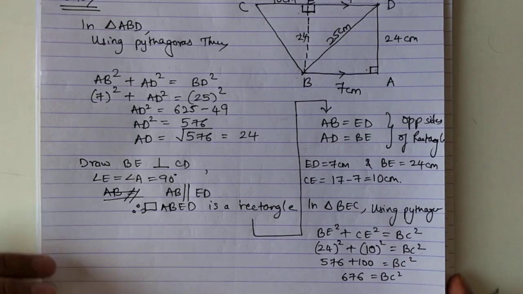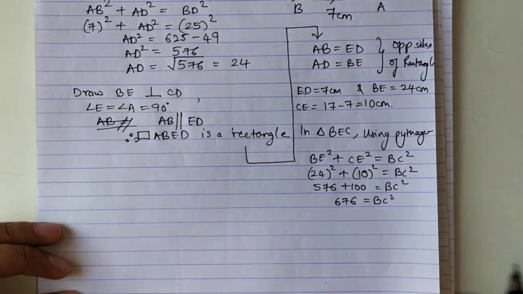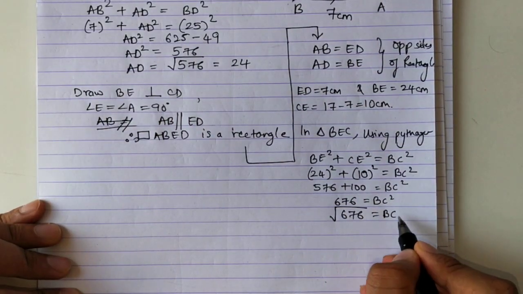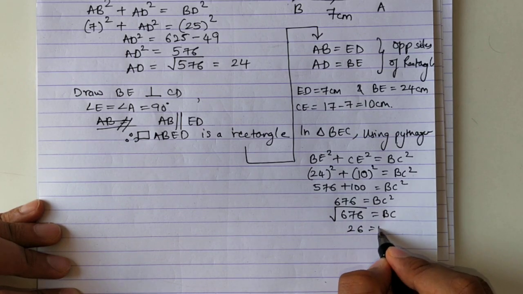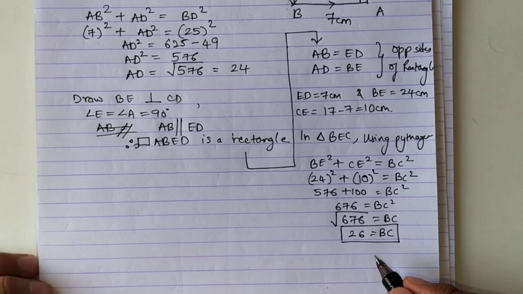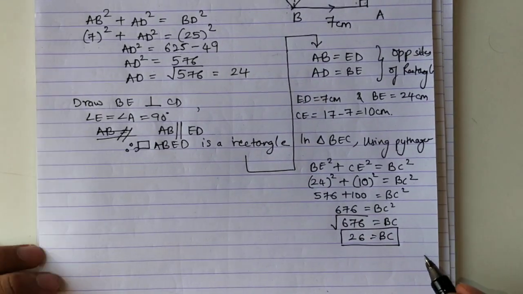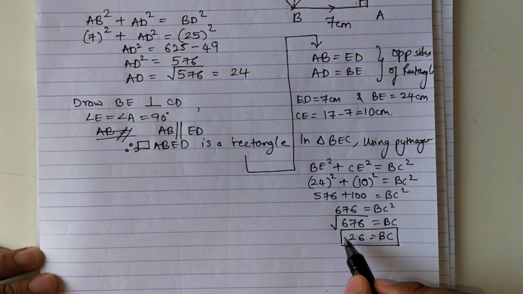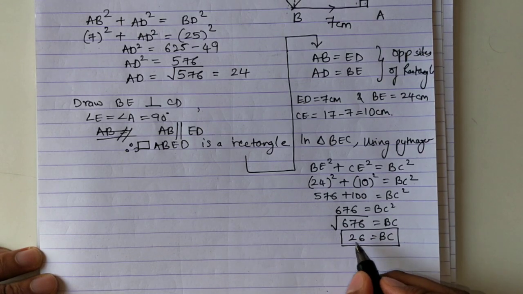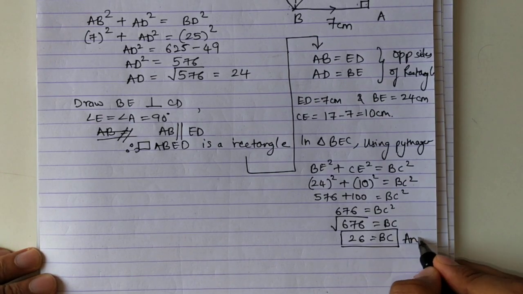Now we take the square root. So root 676 is BC, and BC is 26 centimeters. Write centimeters also here. Don't write a plus-minus sign here, because this is the value of a side and a side cannot be negative. So you have to write 26 only. That means BC is 26. That is our final answer.